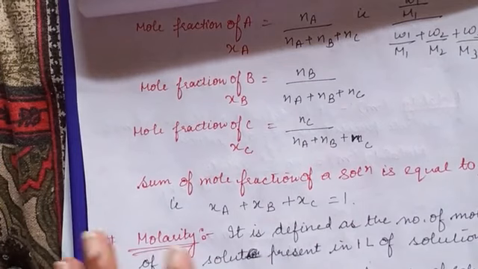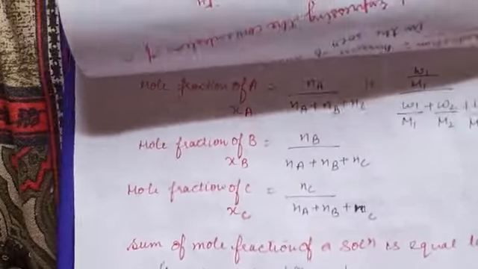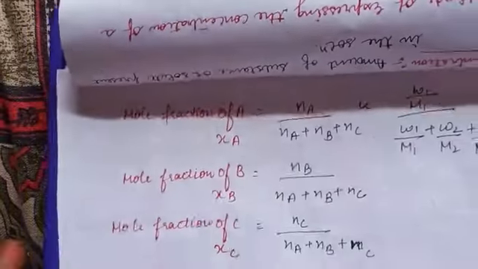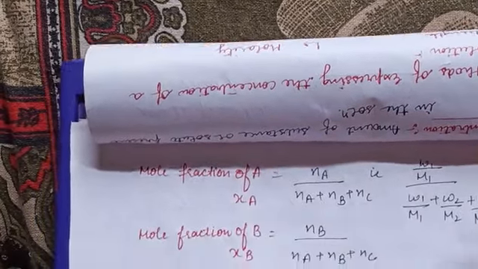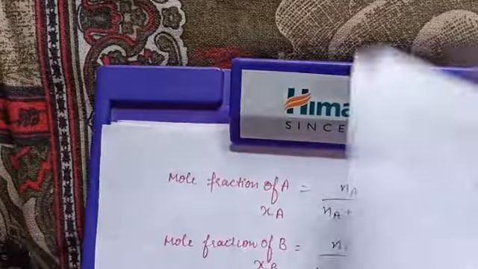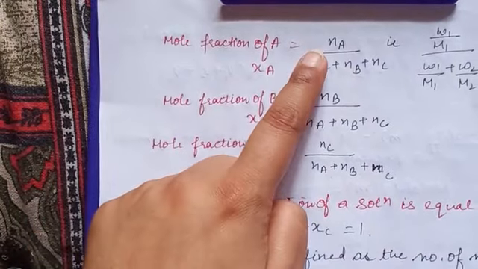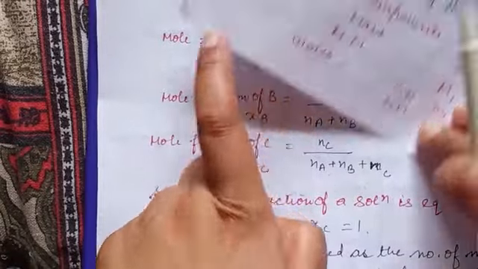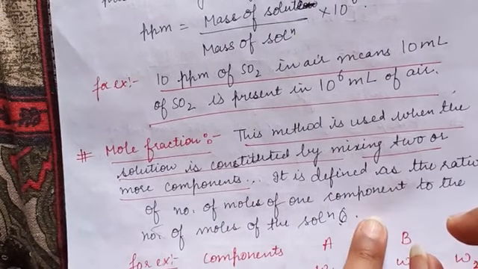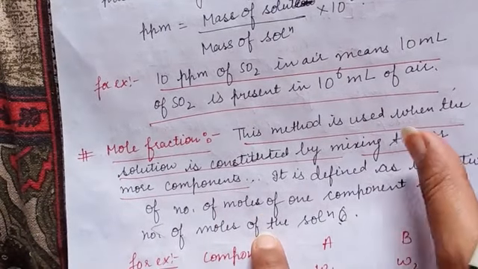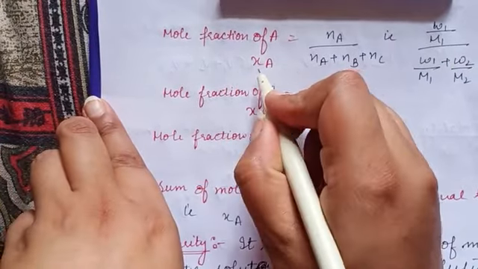Mole fraction of A. Suppose you are writing, wait, let me focus the camera. Yeah, mole fraction of A. Take this page. Number of moles of A, as it was discussed there, it is defined as the ratio of number of moles of one component to the number of moles of the solution. So mole fraction of A is denoted as XA.